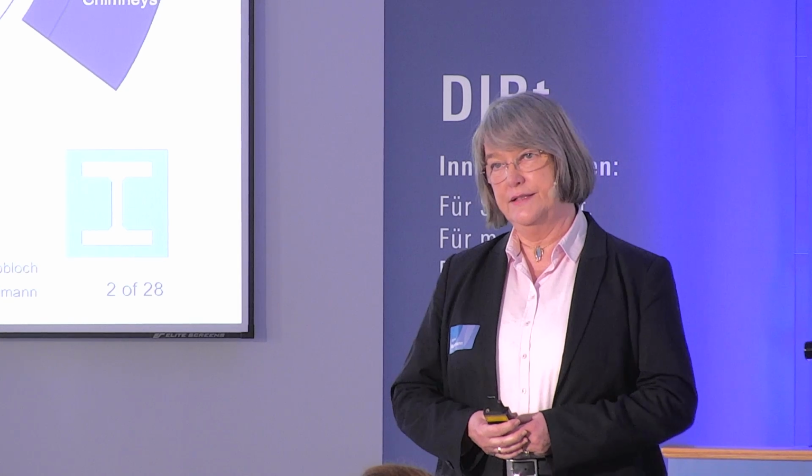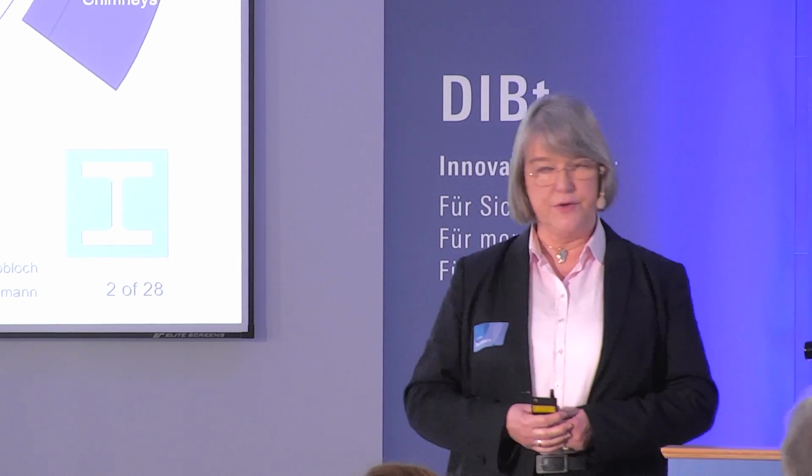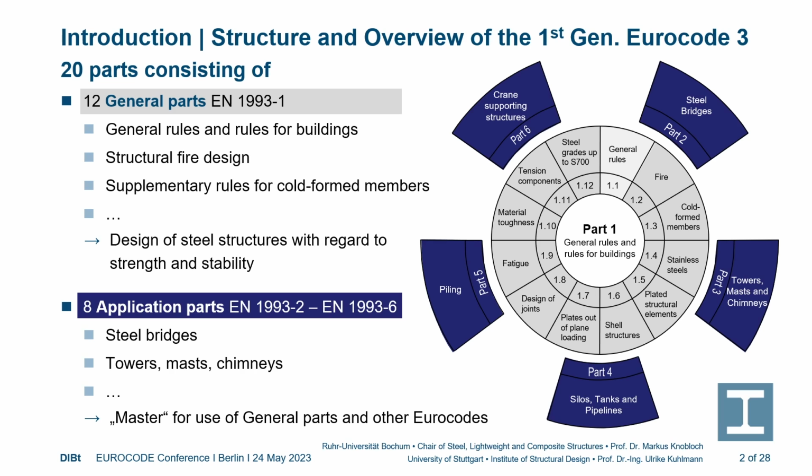This screen gives a kind of summary of the structure and overview of the existing Eurocode 3. So in fact, there are 20 parts, 12 are general parts, and 8 are application parts. Among the general parts, there is, for example, Part 1.1, General Rules and Rules for Buildings, mainly on member stability, and a design of joints, which I think are the two main important parts which everybody needs.